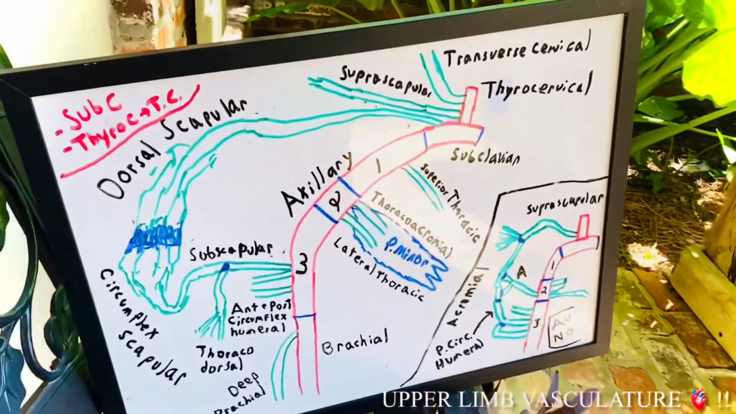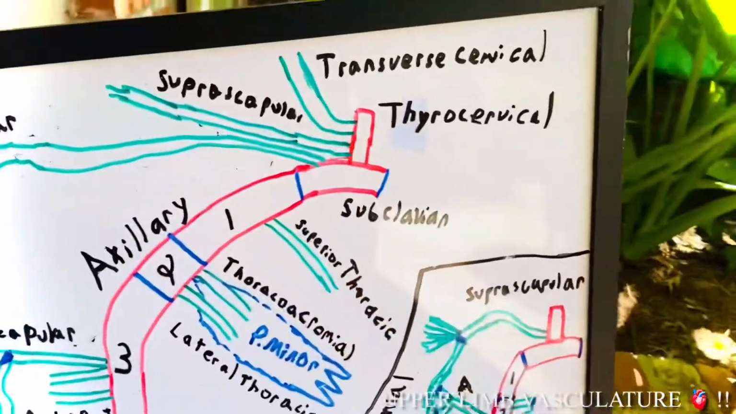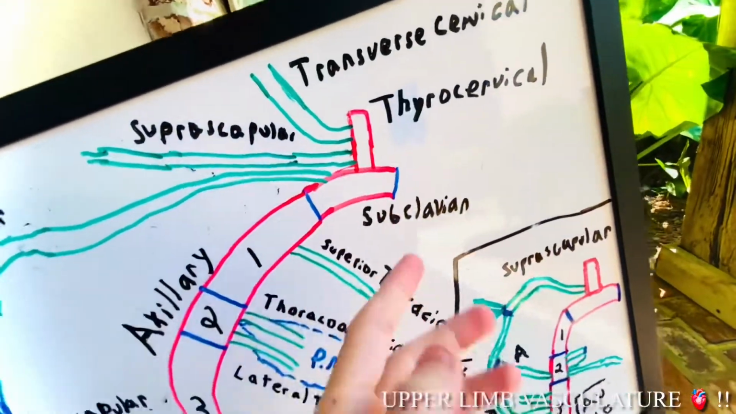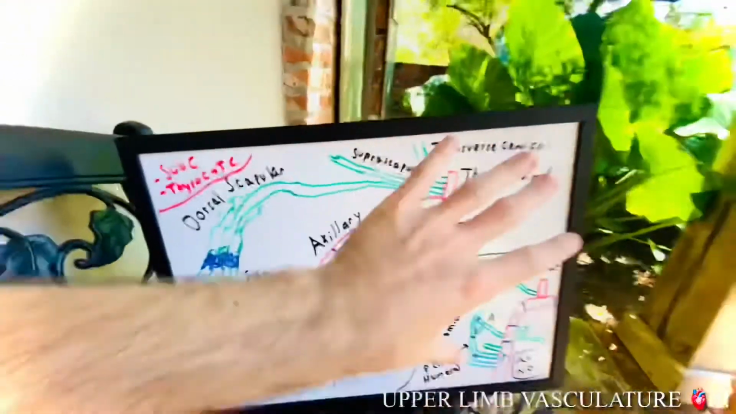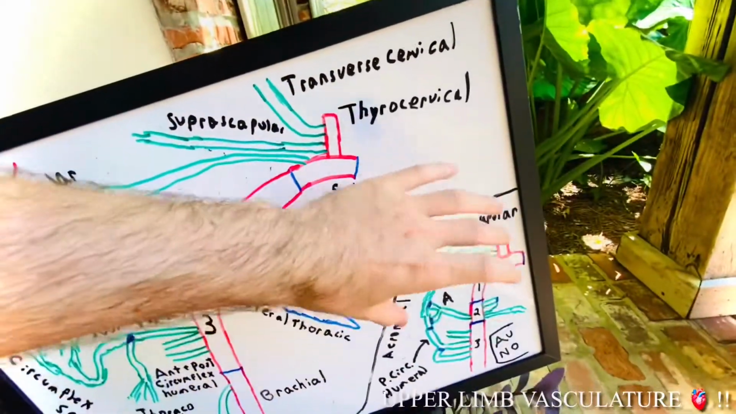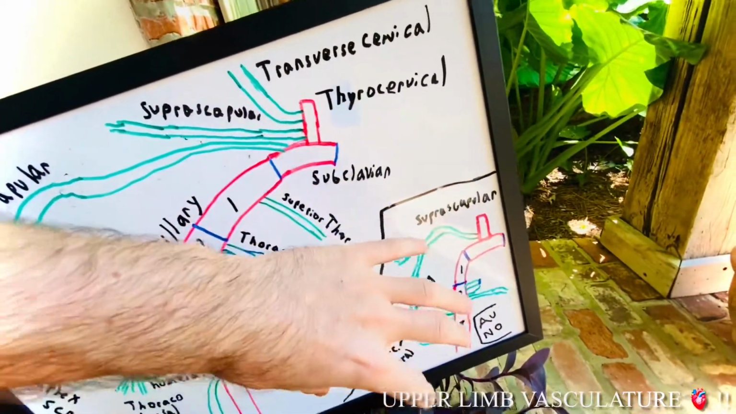So, after that dramatic entrance into the video, we're gonna start discussing with the subclavian artery. Remember, this is the right limb we're talking about, right side. So this is coming off of our right brachiocephalic trunk, which comes off of the aortic arch.